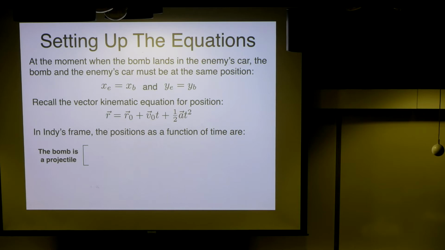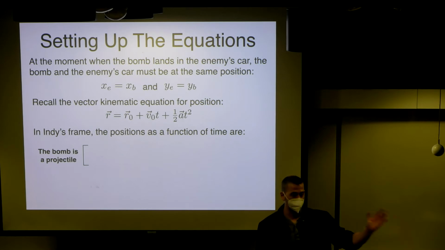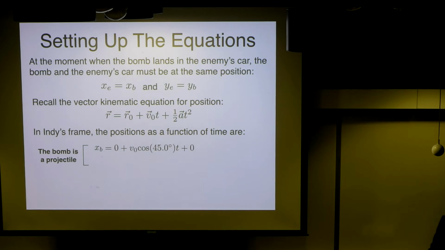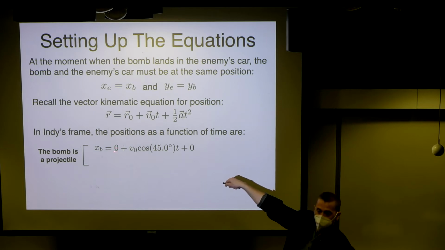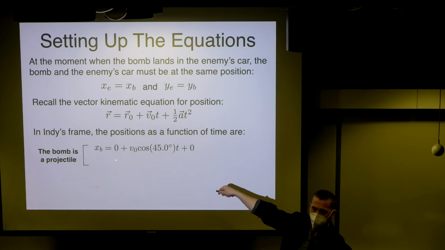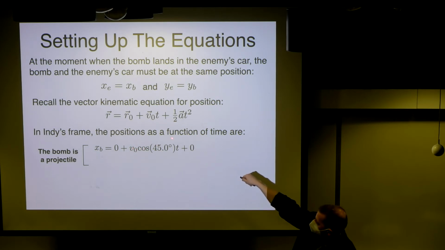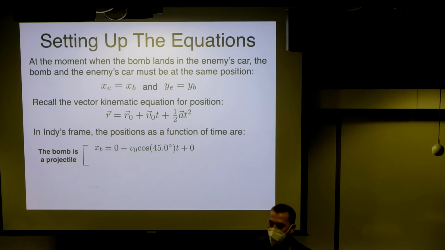Okay, so the bomb is a projectile. We're going to use projectile motion equations to describe how it's moving through the air. Okay? So let me just remind you how this works. For a projectile, we take the initial x position, which for the bomb is 0, because we set the origin of our coordinate system right where Indy is. The initial x velocity, we said earlier, is v naught cosine 45 degrees. That's multiplied by t. And then for a projectile, remember, we don't accelerate in the x direction. So I just set the acceleration part to 0.